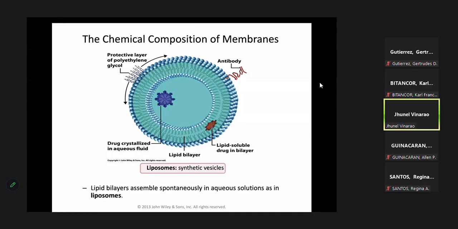Okay, so it says here, lipid bilayers assemble spontaneously in aqueous solutions in the form of a liposome. Okay.